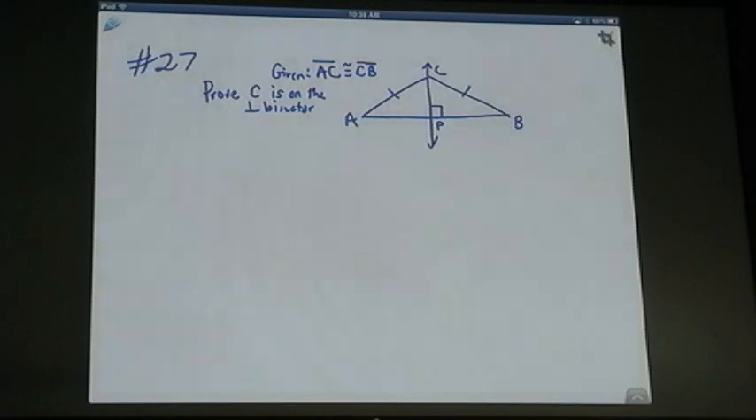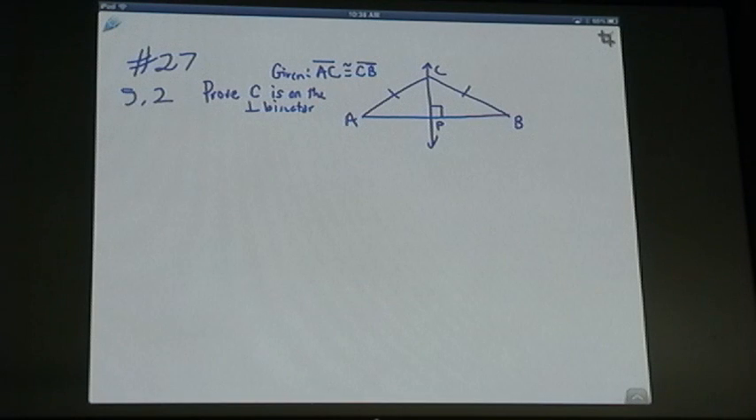On page 308, this is in 5.2. This is kind of giving you some hints, getting you started on this proof, even though the answer's in the back of the book. It's got 10 steps to it, so it's going to be a long proof.